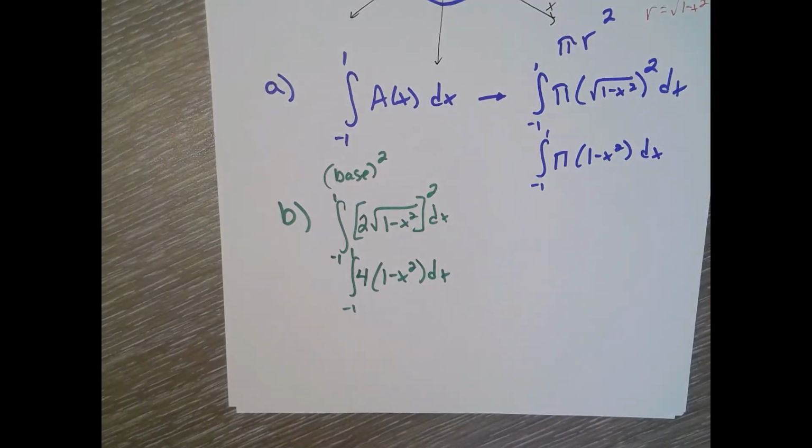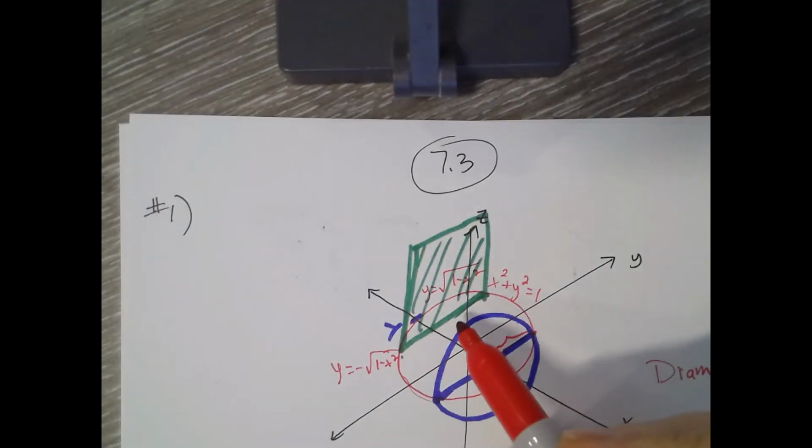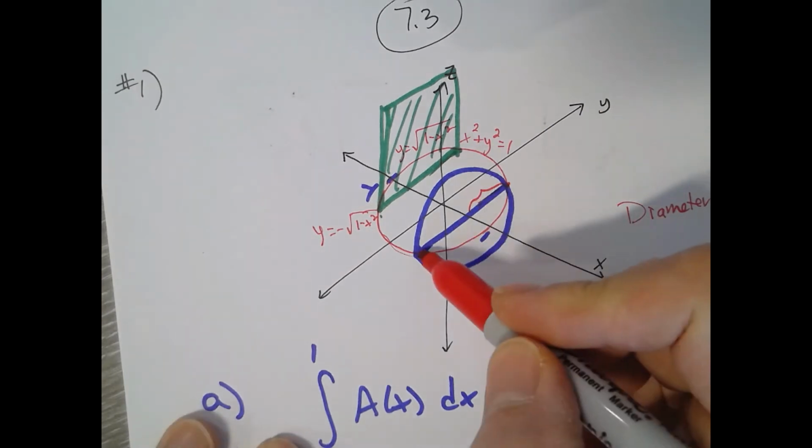Part C, the cross sections are squares with diagonals in the xy plane. So the diagonals in the xy plane. So we have squares again, but they're not sitting on the xy plane. This time the diagonals are in the xy plane. So let's see if I can.